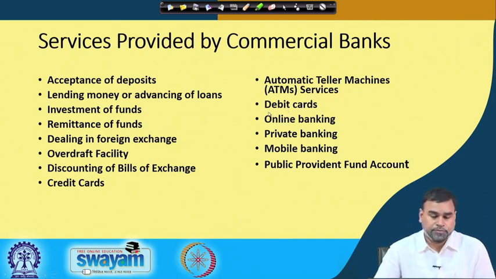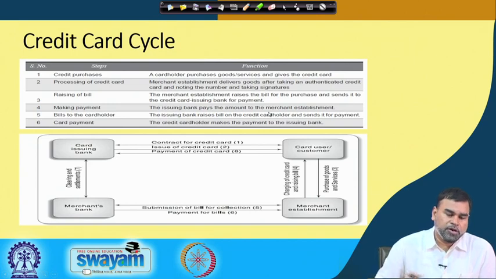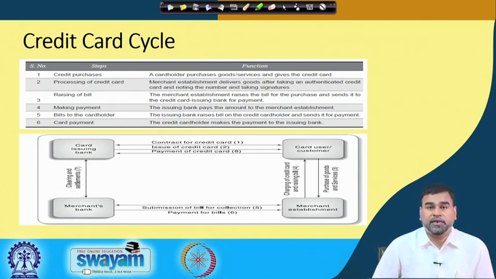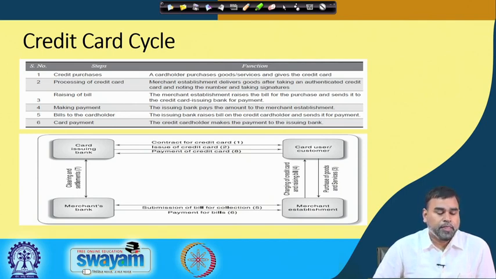Among these, all these things are very clear, but let us understand how the credit card and the online banking things work. Whenever you have a credit card, how does the credit card cycle work? If you see the steps, first we have purchased the credit card. Whenever the credit card is used, you have purchased something from a shop or anywhere else, you have used the credit card. Then after that, what has happened? The particular processing of the credit card is done.